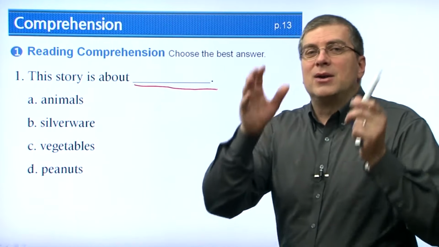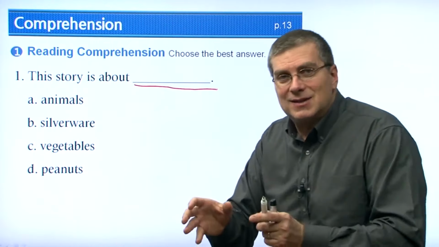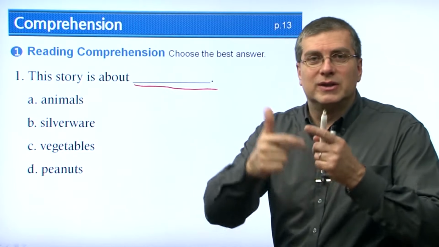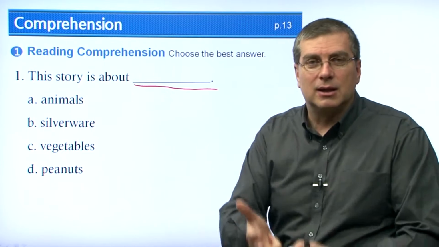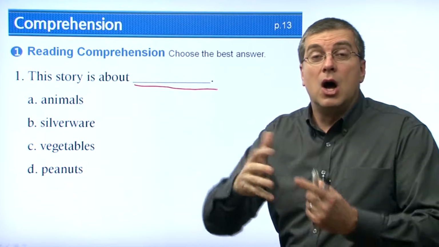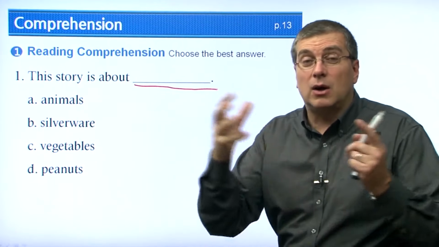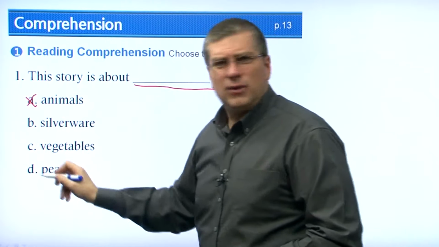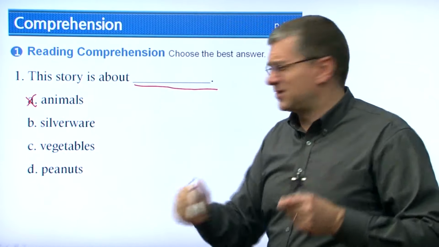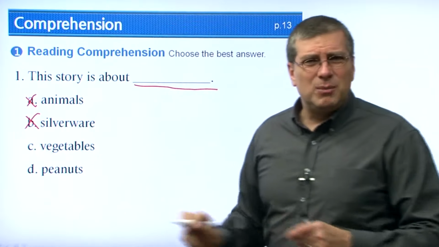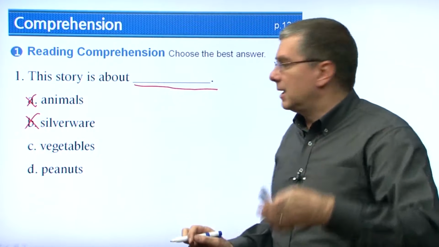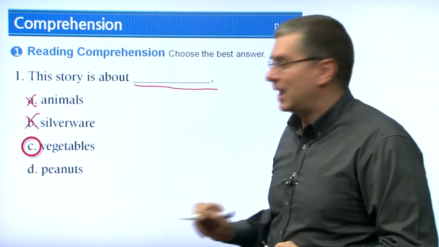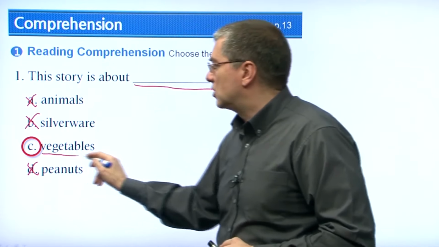We're talking about the parts of plants that we eat. The roots, the stems, the leaves, the seeds, and the flowers. All those parts of the plant are called animals? No. Silverware? Forks, knives, and chopsticks? No. Vegetables? That's it, right? It's vegetables. Not peanuts, but vegetables.